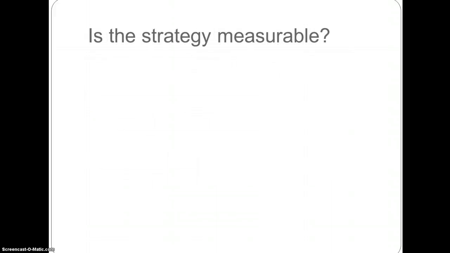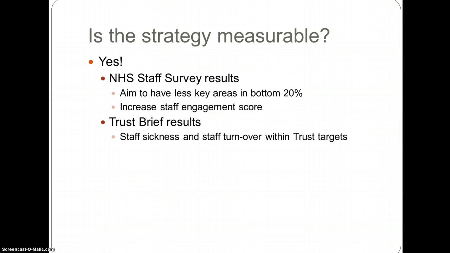So is this strategy measurable? Yes. The NHS staff survey results, we would aim to have fewer key areas in the bottom 20% and to have an increased staff engagement score. Also, the trust brief results, staff sickness and staff turnover within trust targets should be achieved if this is successful.